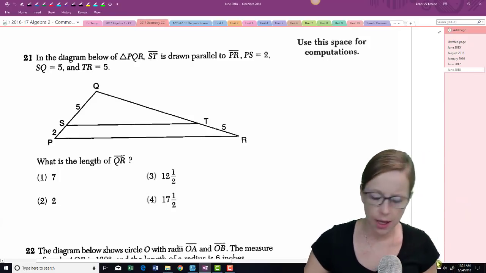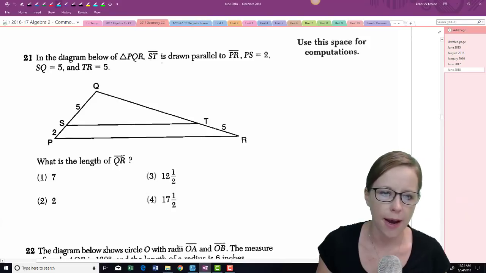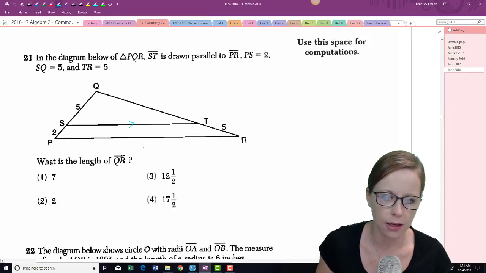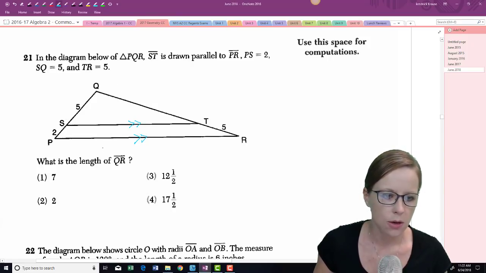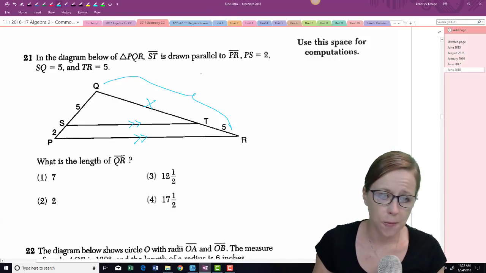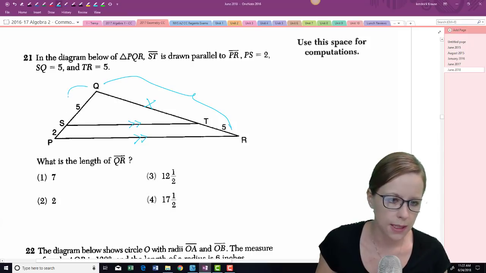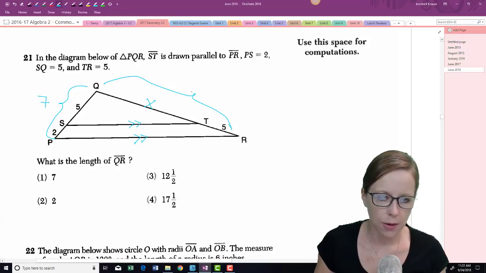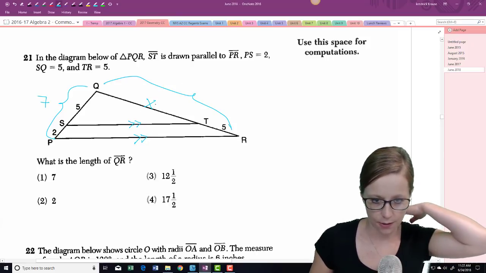What is the length of QR? So they give you all this information. All right, let's mark our diagram. ST is parallel to PR. Fine. PS is 2, labeled. SQ is 5, labeled. TR is 5, labeled. We want to know Q to R, this whole length. Okay, so I'm going to call this x. Let's see, so what do we know? Well, we know that this whole side is 7, right? And we want to know this whole side eventually, but we're going to find x first.